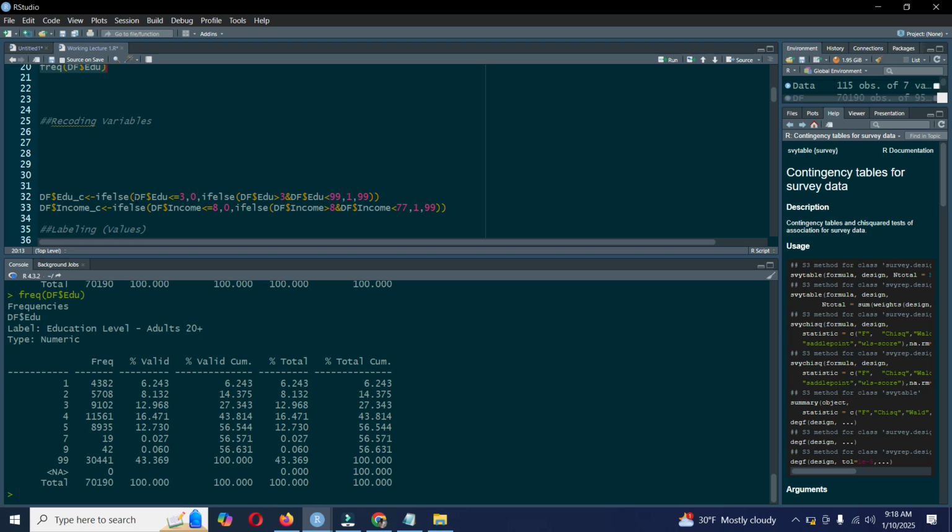We use the ifelse command, and from the data frame, the variable education, if that is less than or equal to 3, then the class will be 0. For example, the education is less than high school, and then else, we are again using the ifelse command. Basically we have two more categories. Then when the education is greater than 3 and education is less than 99, less than 99 means I am merging 4 and 5 in the second category, and 7, 9 and 99 in the third.